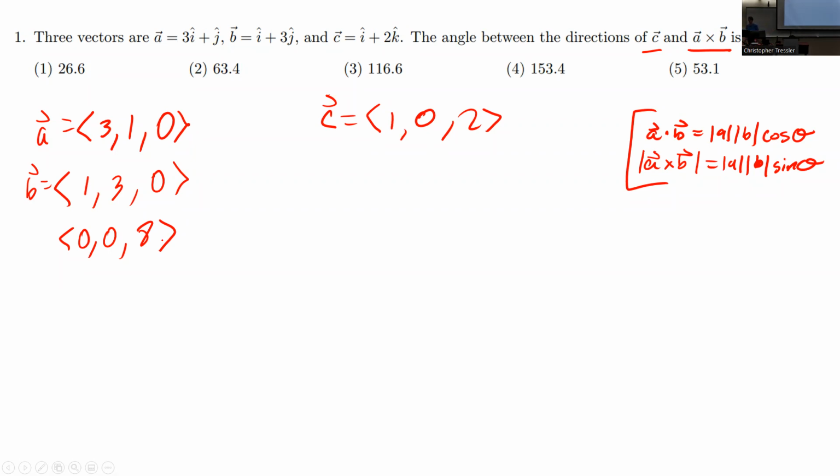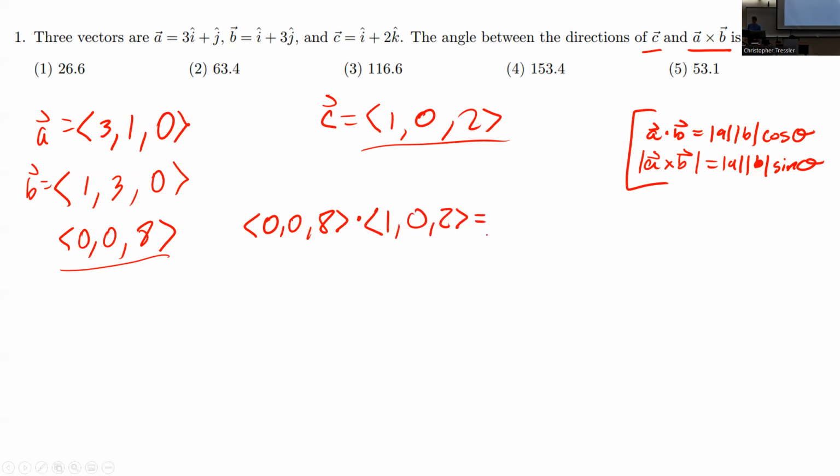And then we're going to have to find the angle between this vector right here and C, which is this vector right here. So now we can look at our formulas, and I'm telling you right now, it's easier to do the cross or the dot product formula. So what I'm going to do here is bring 0, 0, 8 here. I'm going to dot product it with 1, 0, 2.